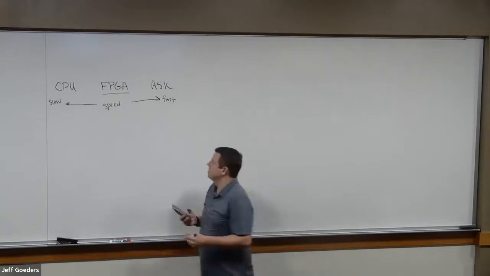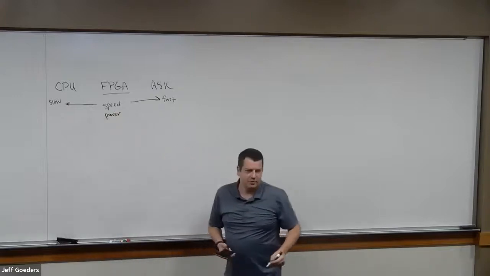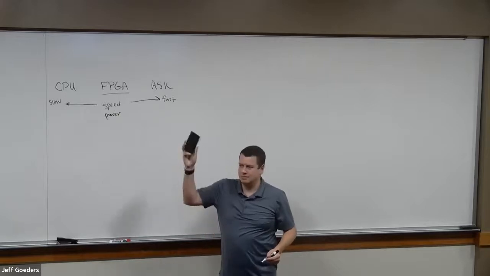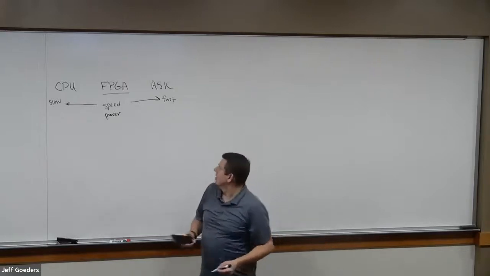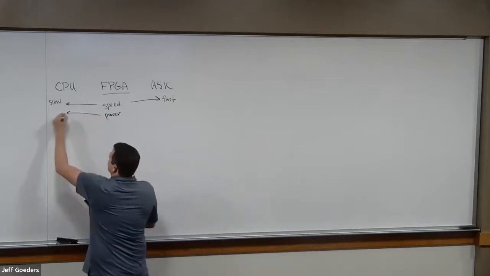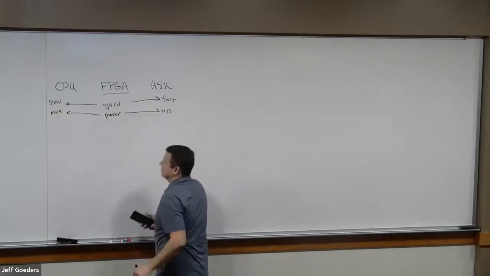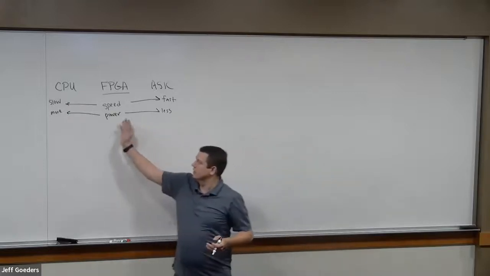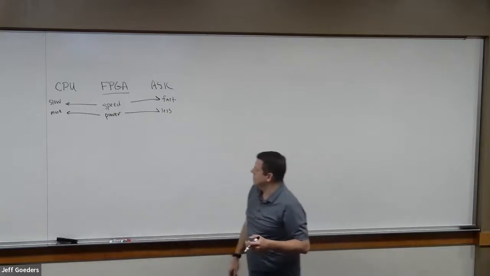Okay. So what about power? That's another thing we care about. Why do we care about power? Heat? Battery? Okay. So which uses more power? Okay. More power. Less, okay. And again, maybe 10x wouldn't be a crazy step in either direction from the FPGA. Okay, so far, we've said the CPUs are the worst at everything.